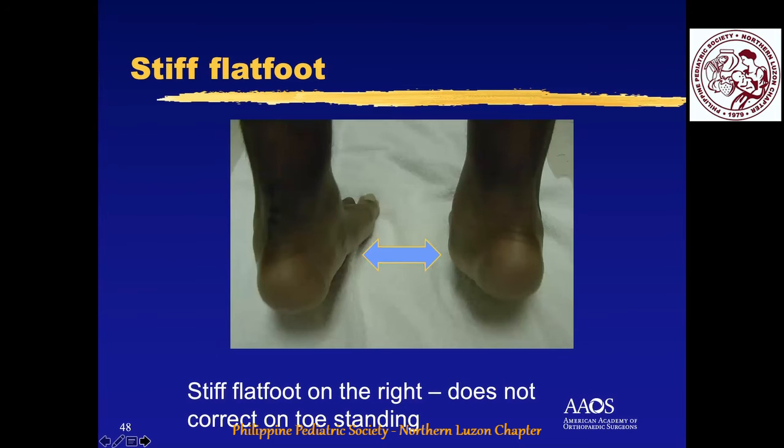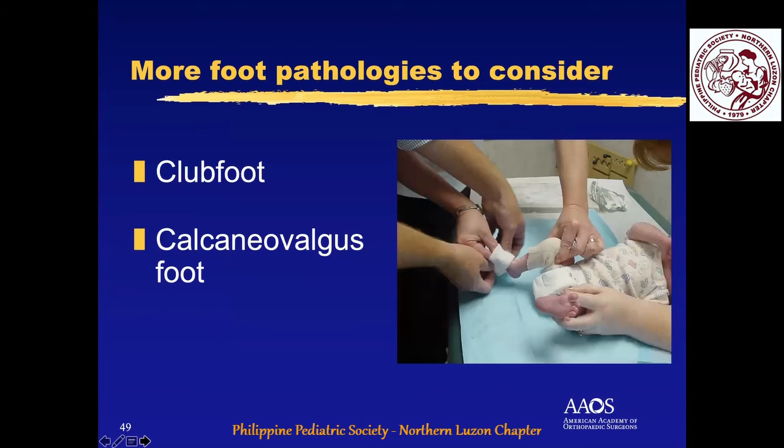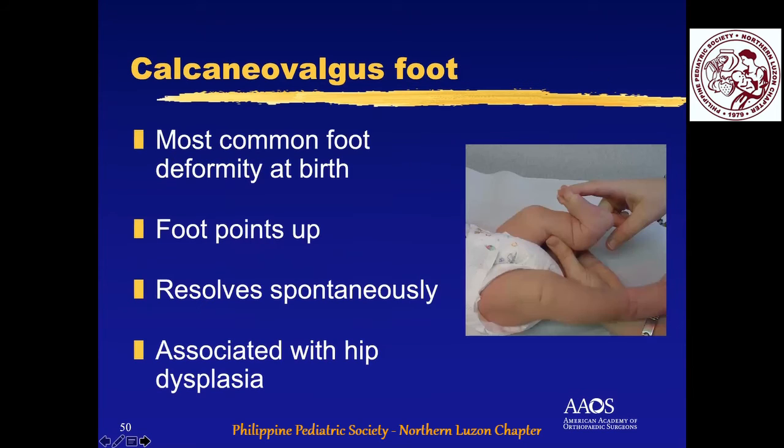Other foot pathologies to consider include clubfoot and the calcaneovalgus feet. Let's talk about the calcaneovalgus. It's the most common foot deformity at birth, where the foot is flexed upwards against the tibial shaft. Most of the time, this will resolve spontaneously. You can also advise the patient to do stretching exercises to correct it downwards. More importantly, it is associated with hip dysplasia. So if the patient has a rigid calcaneovalgus deformity, the patient should be followed up for the presence of a DDH deformity.